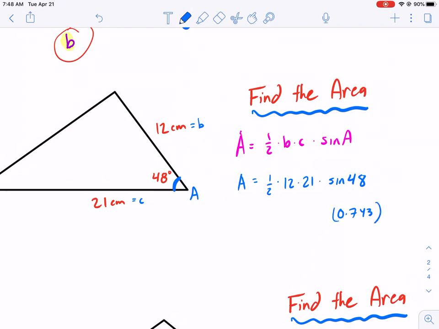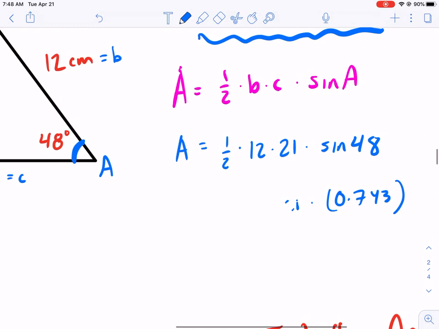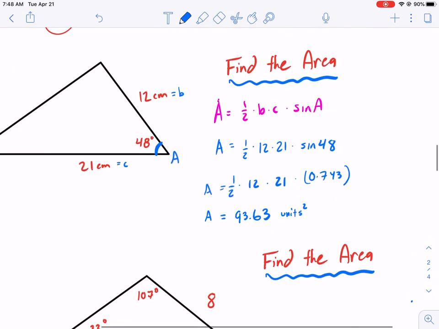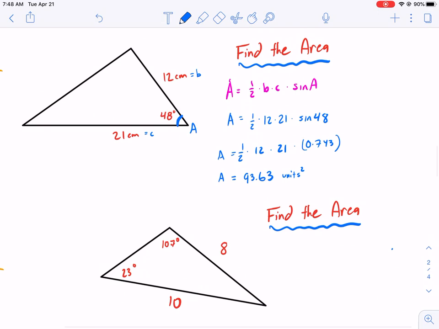Now I keep it saved on my calculator. It's actually about 9 digits long, but I'm just writing it here a little shortened for simplicity's sake for you guys to see. But I keep it saved on my calculator, and then I'm going to multiply it exactly how I see it. So I'm going to multiply this by 21 times 12, and then I'm going to divide by 2 at the end, and my answer, area, equals 93.63. I'll leave it like that, units squared. Don't forget the square units. And it's as simple as that.